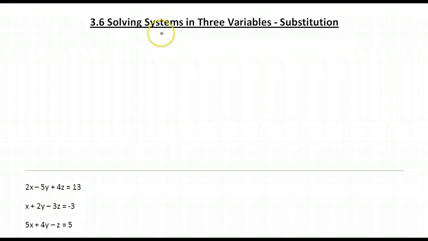A system of equations doesn't only have to involve two variables, an x and a y. It can involve more variables. In this example, we have three variables, x, y, and z. So we're going to solve this system by finding the x, y, and z values that make all three equations true. And the first method we're going to use to solve three variable systems is substitution.